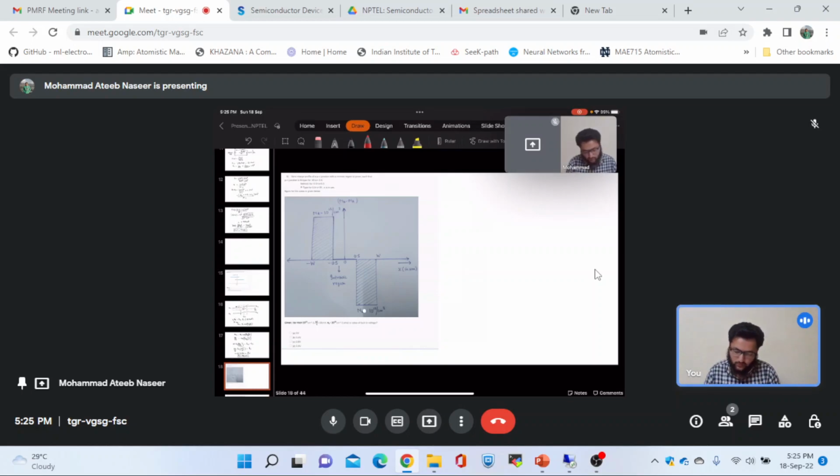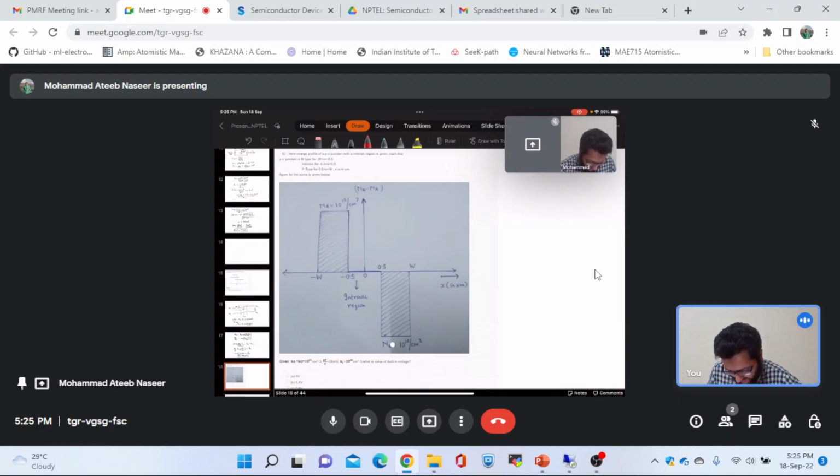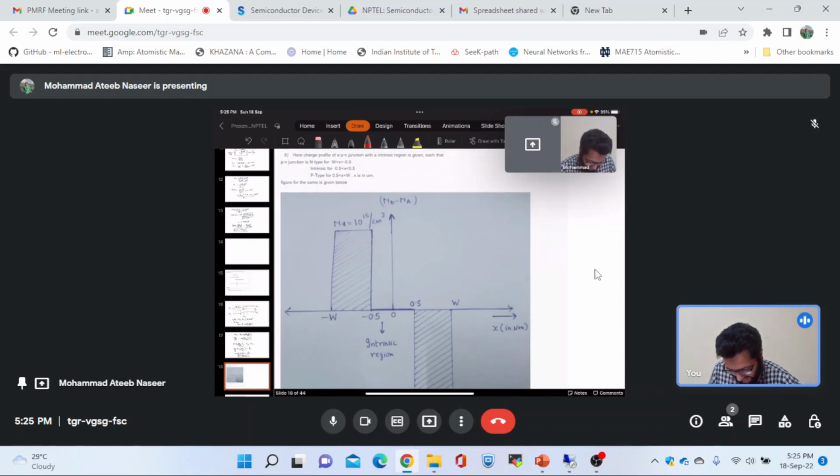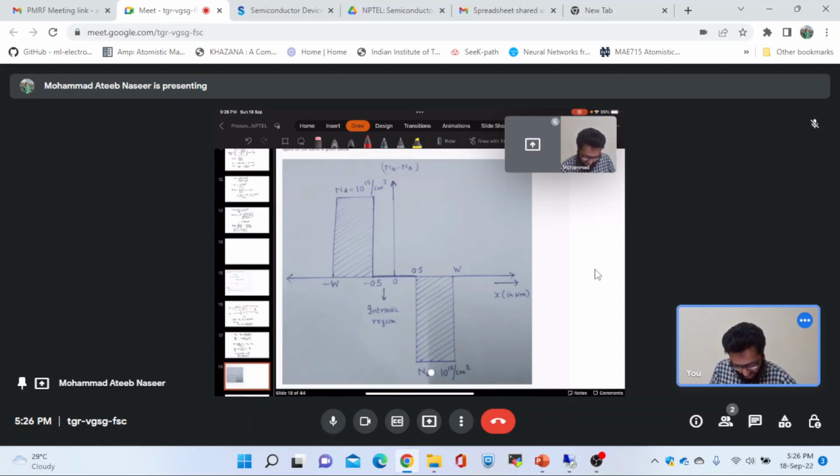Now let's move towards another problem, which is having some intrinsic region in the middle. Let us zoom this first a bit. It states that we have been given some charge profile where the PN junction is having some intrinsic region in between, such that the width of this PN junction is between minus W to minus 0.5 for N type, and for P type it is 0.5 to W, and between that 1 micrometer we are having some intrinsic region, and it is shown over here.